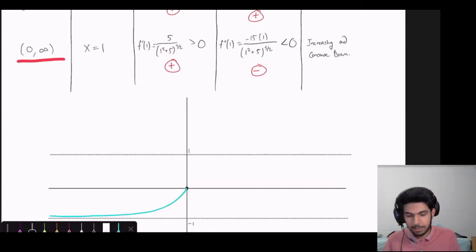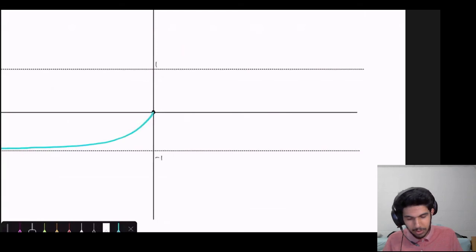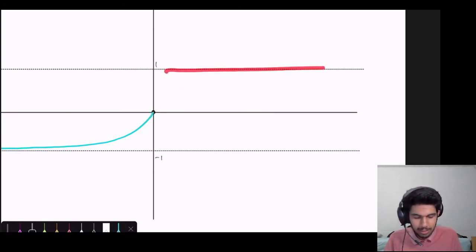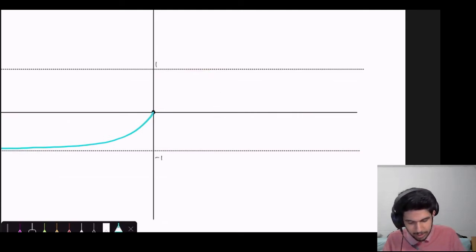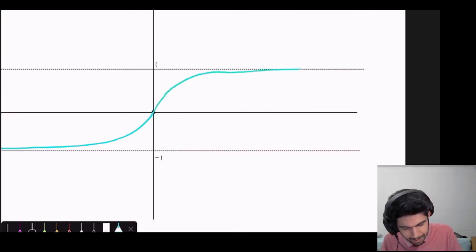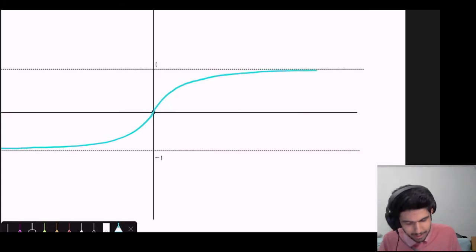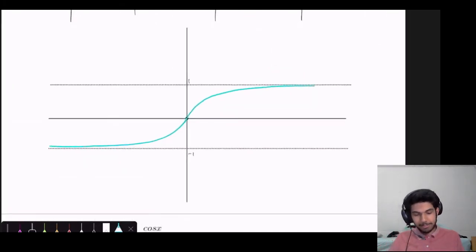Next interval, 0 to infinity. We're increasing and concave down. So we should probably start here because there's no jump discontinuity there. So we're increasing going in this direction. This is our asymptote, and we're concave down, so our bowl should point this way. So it should look something like, I didn't like that. Something like that. That's our graph.